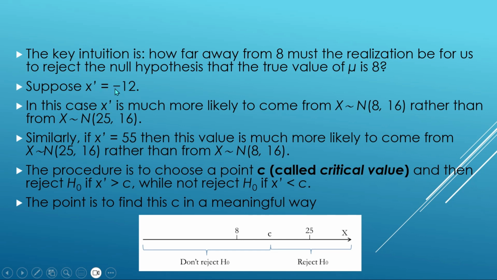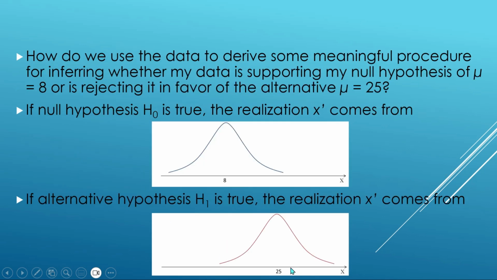Suppose x prime is equal to minus 12. In this case, x prime is much more likely to come from random variable x, where x is a normal distribution having mean 8 and variance 16, rather than x random variable which has 25 mean and 16 variance. Similarly, if x prime is equal to 55, then this value is much more likely to come from this graph where mean is 25 rather than this one where the mean is 8.